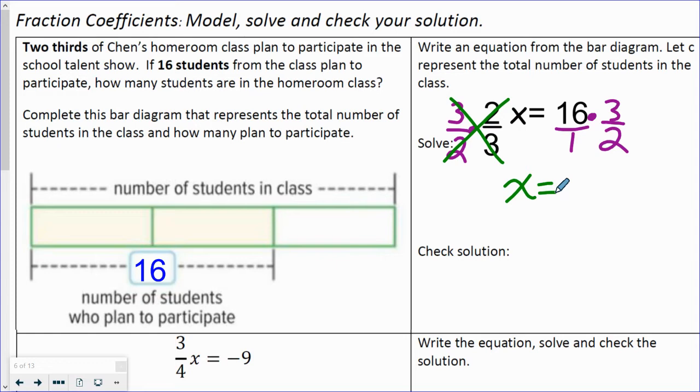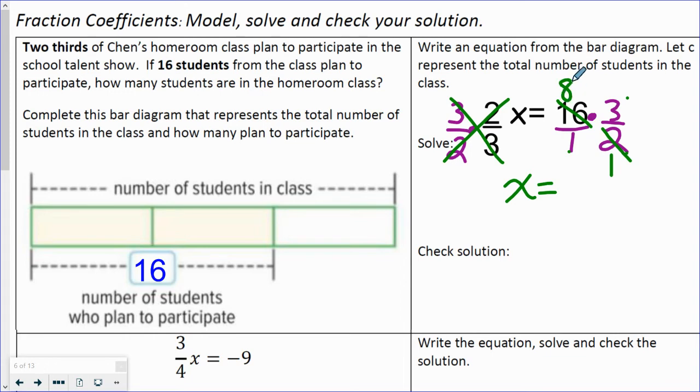Okay. Now 16 over 1 times 2/3. My 3 and my 1 cannot cancel. Now I can take 16 and multiply it by 3, or I can go ahead and cross cancel my 16 and my 2. 2 goes into 2 one time. 2 goes into 16 8 times.